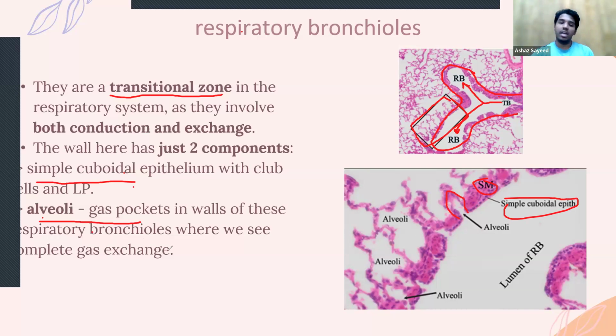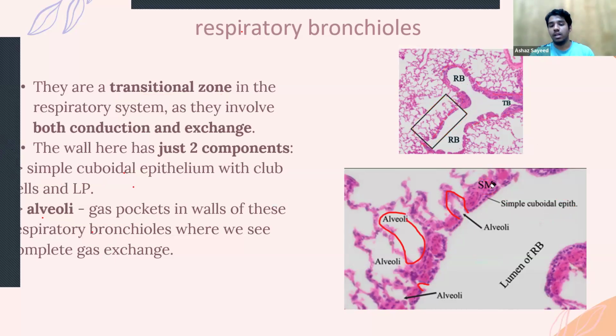Just remember that alveoli start appearing at the respiratory bronchioles. You can see this is also an alveolus, and these are also smaller alveoli. The most important point I would like you guys to remember from this slide is that it's the transitional zone. It's like a transitional zone.